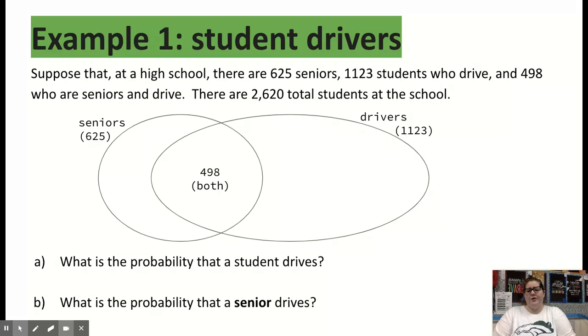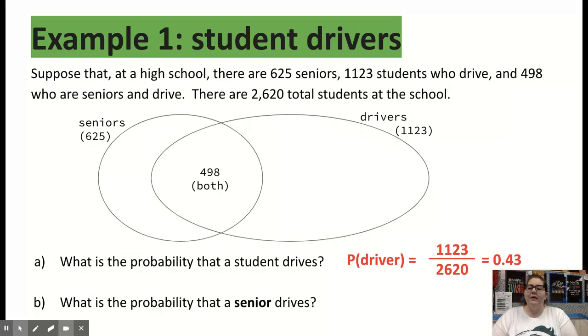So if I wanted to answer the question, what is the probability that a student drives? So just overall, out of all the students, what's the probability that they drive? So I could say probability of driver, say there's total, the number of drivers divided by the total number of students, right? That's that part over whole that we've talked about before. So there are 1,123 drivers out of 2,620 students total, which comes out to about 0.43. So that's out of everybody. What's the probability that a student drives?